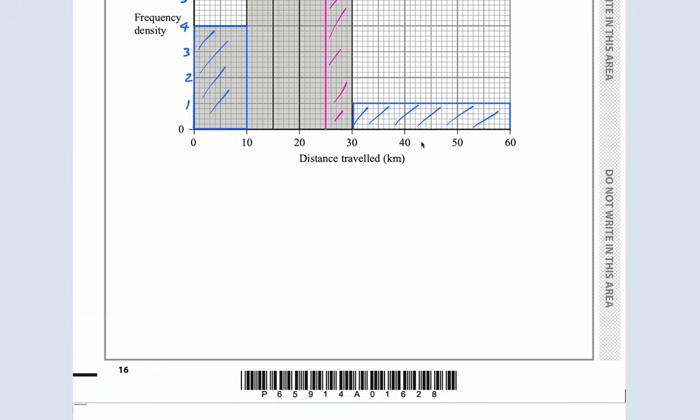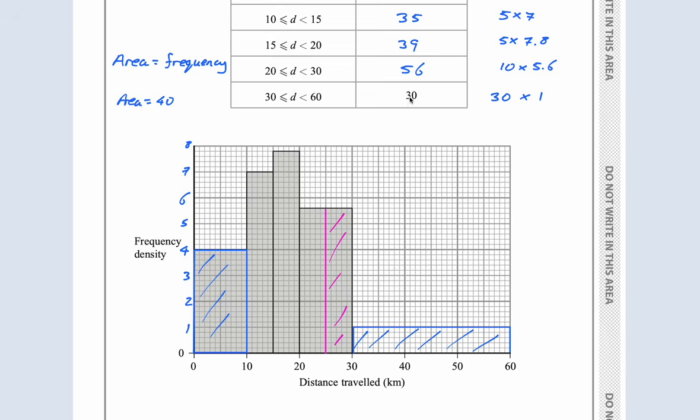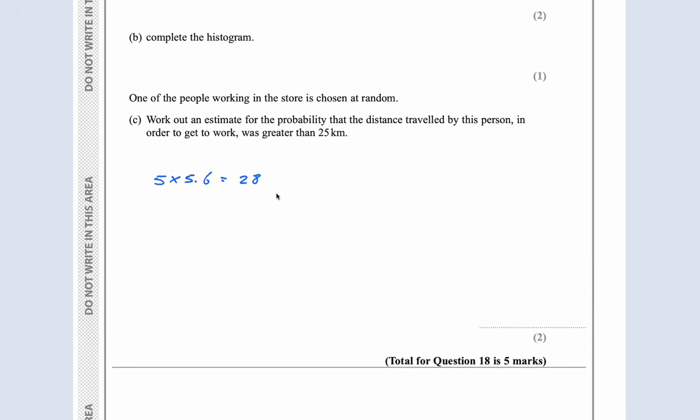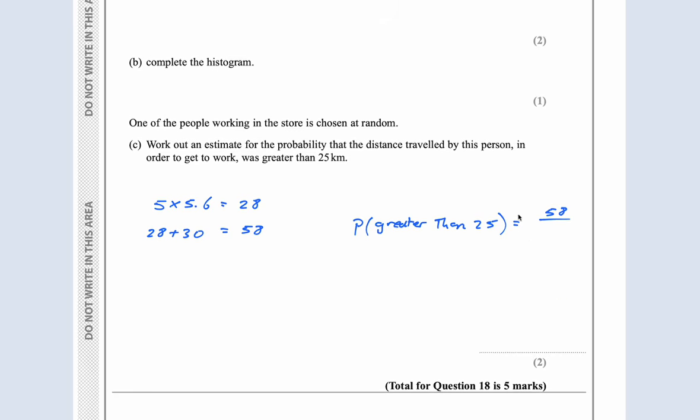And we know that this area is 30 because it's this. So it's 28 plus 30, which is 58. So it's 58 people. Work out an estimate for the probability that the distance traveled was greater than 25. The probability greater than 25 equals 58, because there are 58 people who took more than 25, over the total.